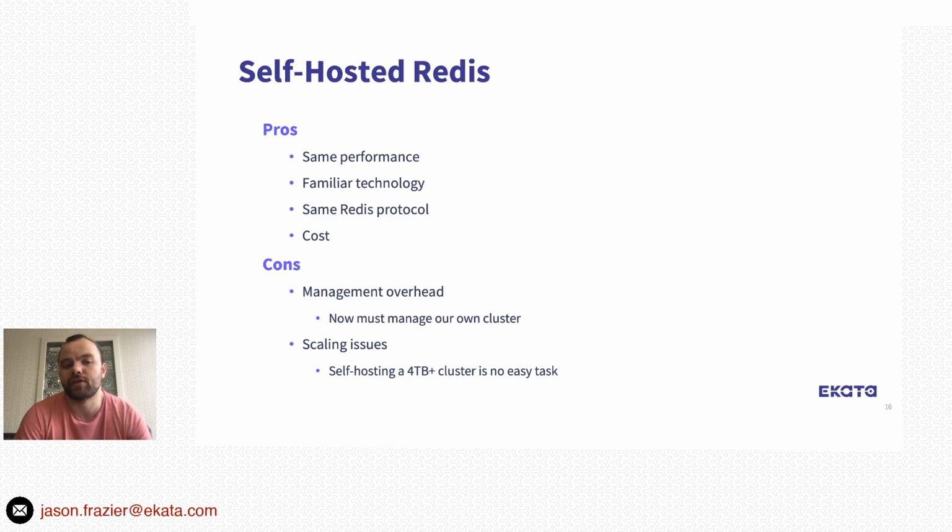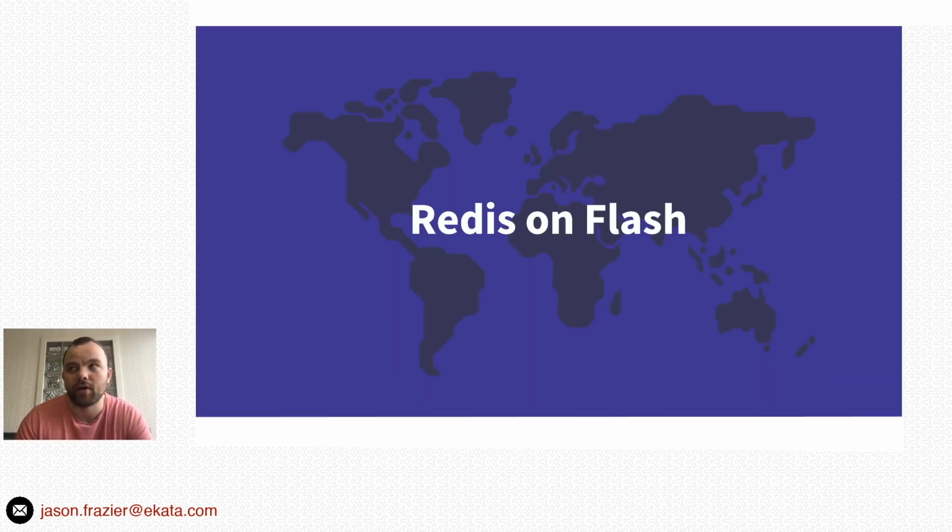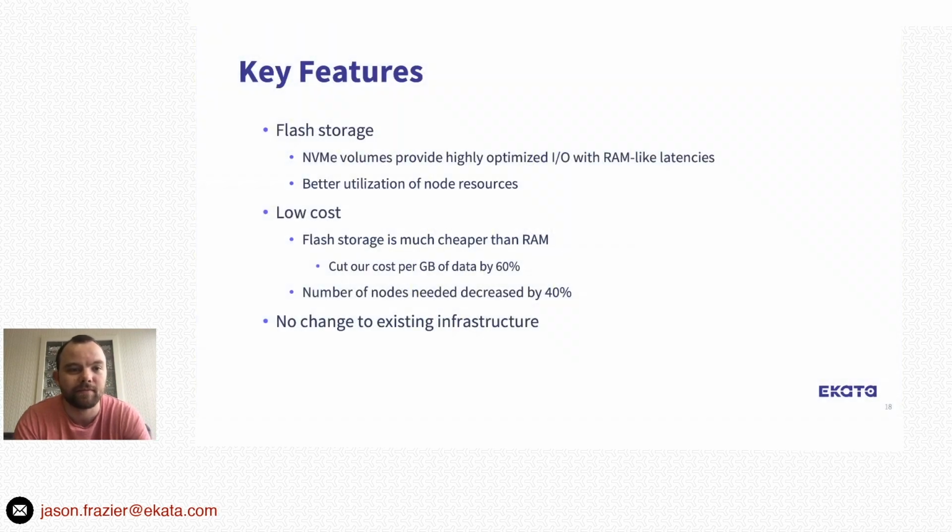And then, in the same train of thought, there were some scaling issues. Self-hosting your own over 4 terabyte Redis clusters is not the easiest task in the world. And there's a whole host of problems that pop up once you get into very, very large clusters. So after all this, we ended up finding Redis on Flash. There were some key features that made Redis on Flash very attractive to us, mainly surrounding the fact that it supported flash storage. As I'm sure everyone here knows, Redis traditionally holds everything in memory, which is what makes it so blazingly fast. But Redis on Flash allows flash storage to be used on your cluster.